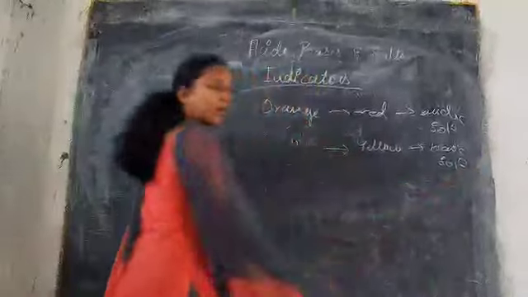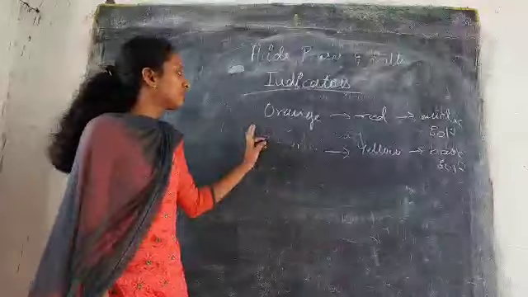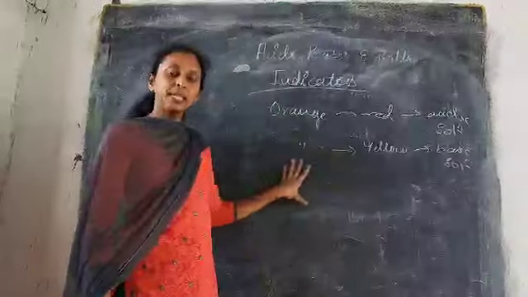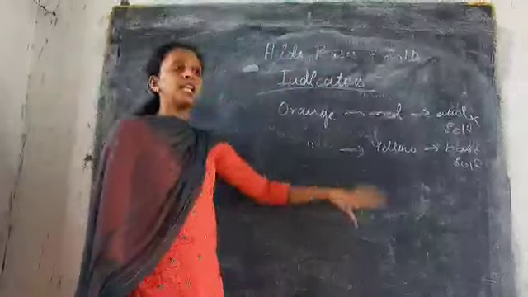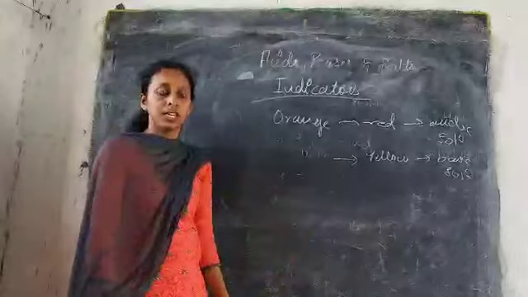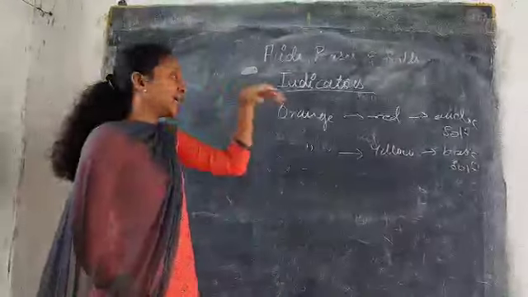Likewise phenolphthalein, I already mentioned phenolphthalein. From pink to colorless, that is an acidic solution. From colorless to pink, that is a basic solution. So this is about the indicators.